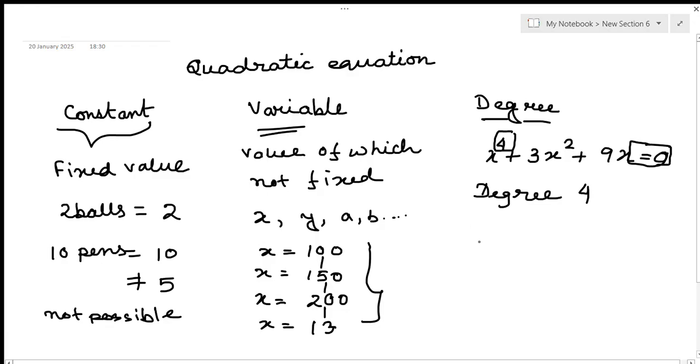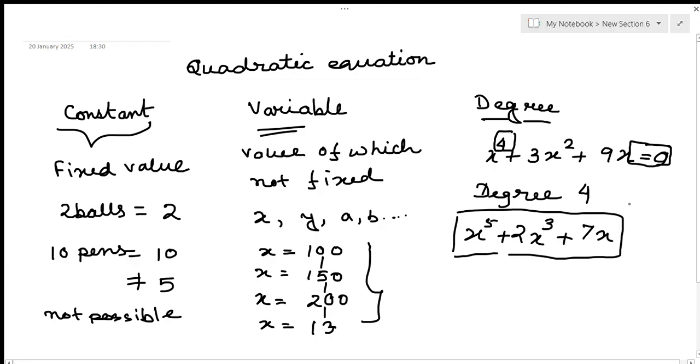When we are writing equal to 0, then it is not a polynomial, it is an equation. What can be a polynomial? If we write x to the power 5 plus 2x cube plus 7x, then it is a polynomial. Here we cannot write equal to 0. So what is the maximum power of x here? That is 5. So here the degree is 5.